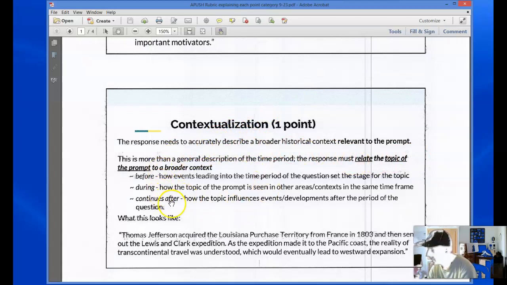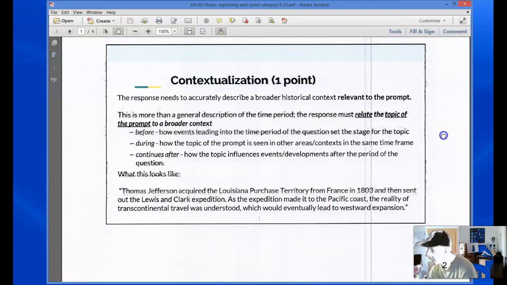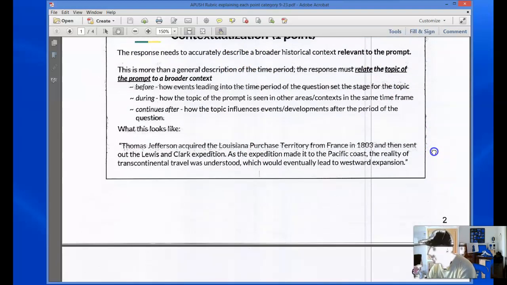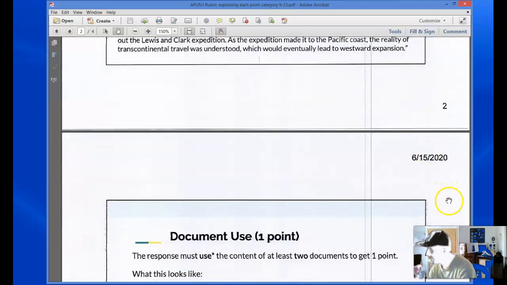You're going to talk about events before, during, or throughout, okay, that have nothing to do with the documents. I mean, in the documents, it doesn't talk about it, all right? So in this case, they talked about the Louisiana Purchase. So obviously, when this person did this DBQ, they didn't have a document that talked about the Louisiana Purchase and the Lewis and Clark Expedition. They threw that in there. That was extra. That was happening also. So to get the contextualization point, you have to talk about something a little bigger, a little outside the documents. Easy to get that point if you did your reading.